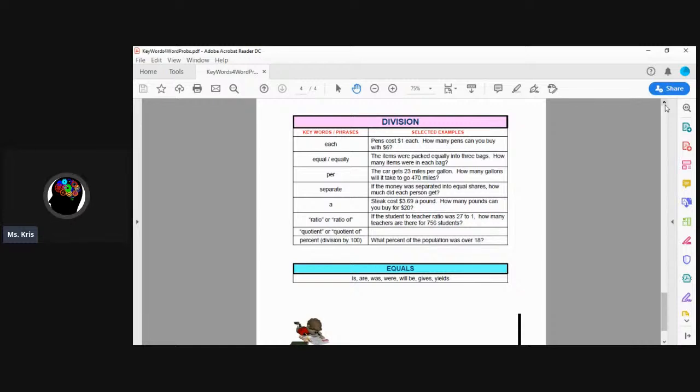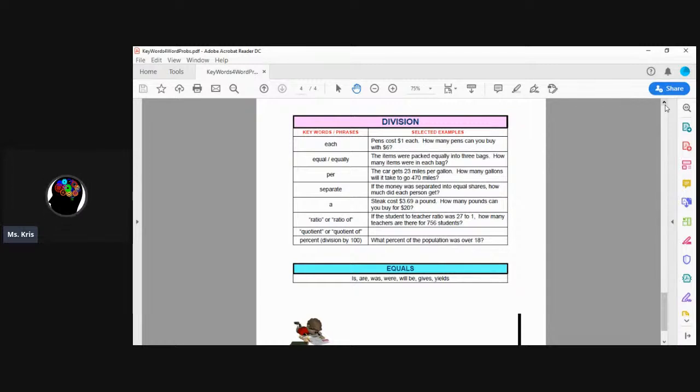The word a, or depending on how you pronounce it. Steak costs $3.69 a pound, meaning 1 pound. So that means how many pounds can you buy for $20?